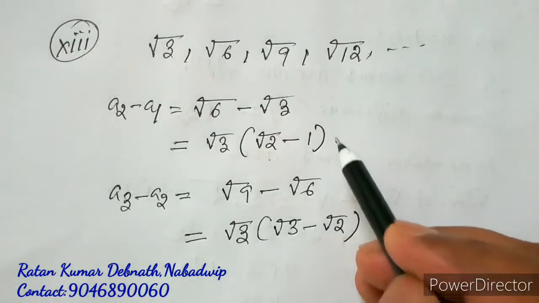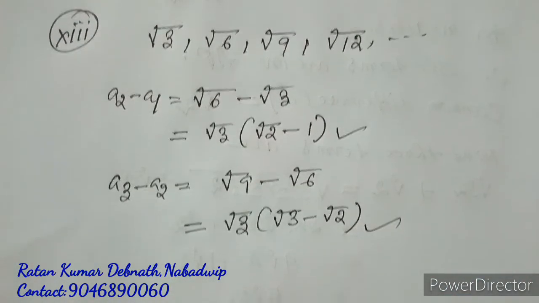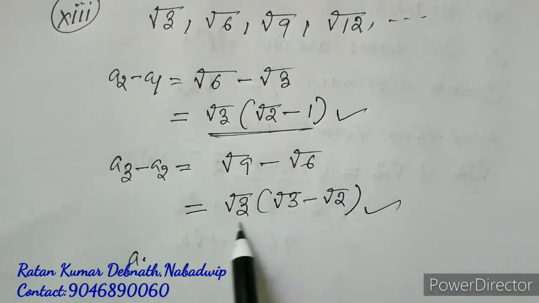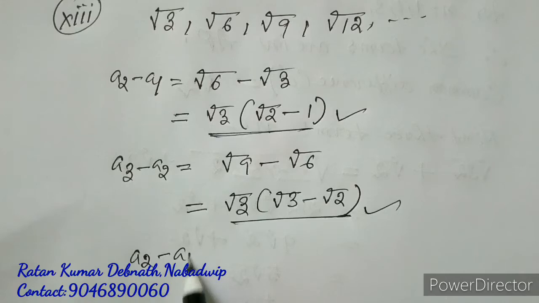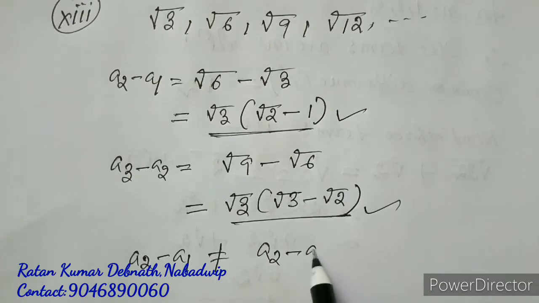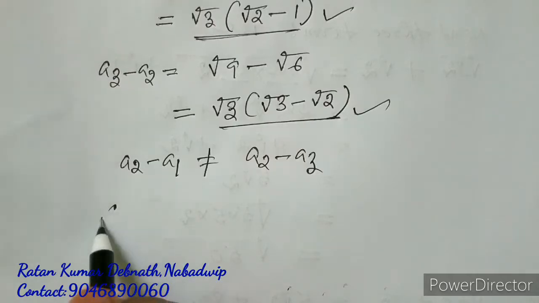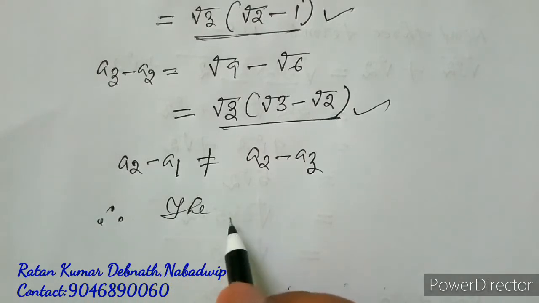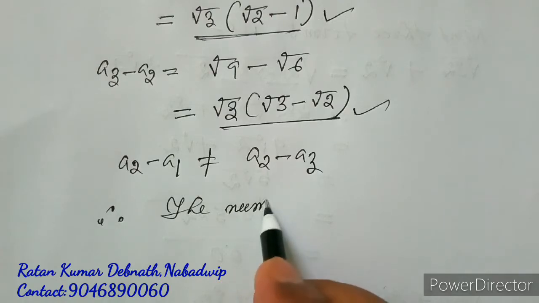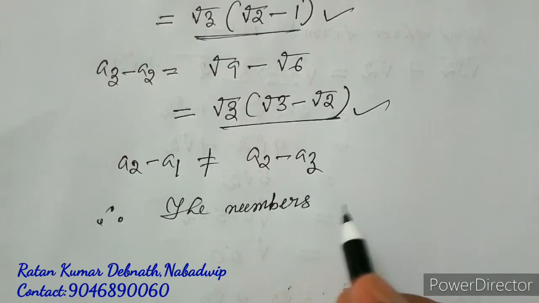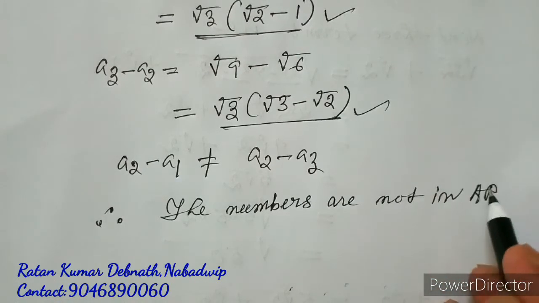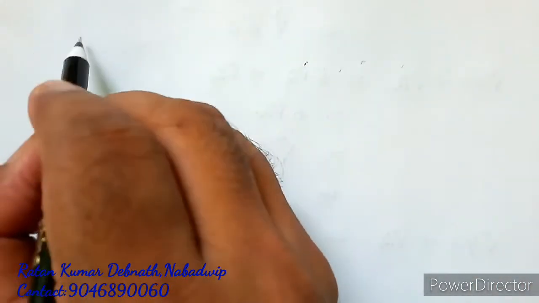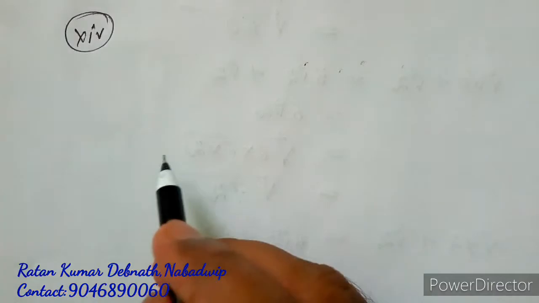Clearly this term and this term are not equal. Since this term and this term are not equal, we need not calculate a4 minus a3. So a2 minus a1 not equal to a3 minus a2. Therefore the numbers are not in AP.